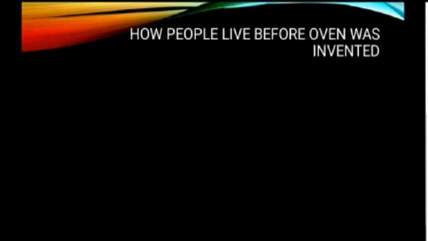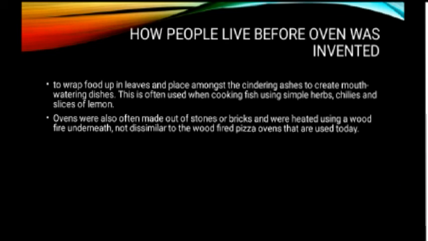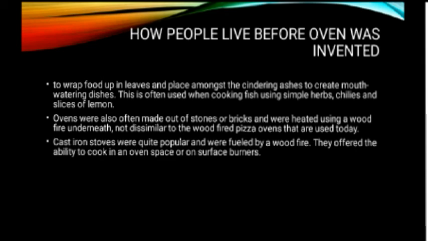Okay, now we're gonna talk about how people lived before the oven was invented. It was common to wrap food up in leaves and place it among the cindering ashes to create mouth-watering dishes. This is often used when cooking fish using simple herbs, chilies and a slice of lemon. Ovens were also often made out of stones or bricks and heated using a wood fire underneath, not dissimilar to wood-fired pizza ovens that are used today.